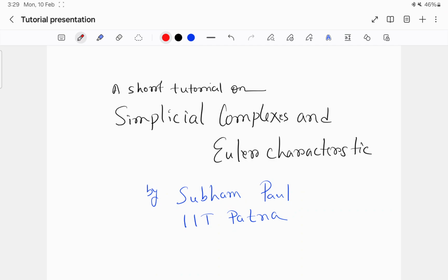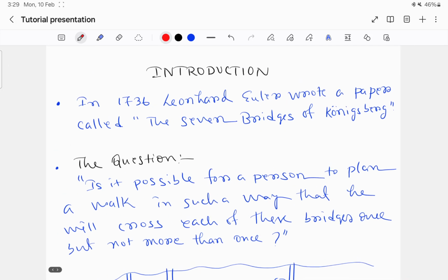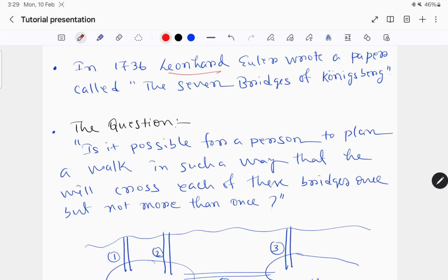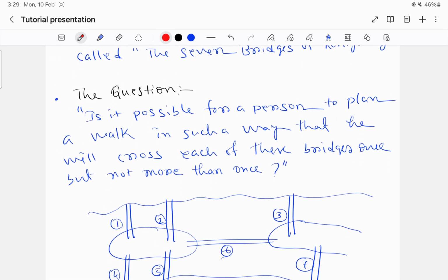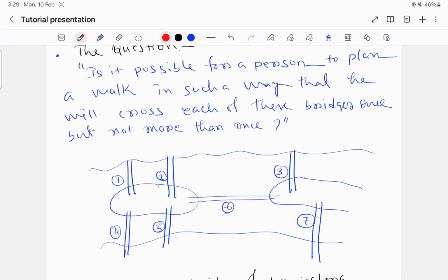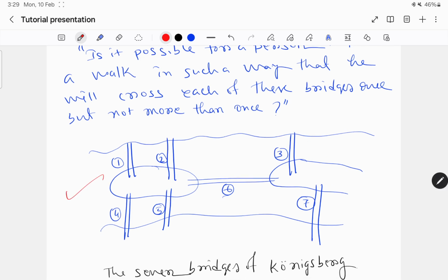This is a short tutorial on simplicial complexes and Euler characteristic. In 1736, Leonhard Euler wrote a paper called The Seven Bridges of Königsberg. In that paper, he dealt with the question: is it possible for a person to plan a walk in such a way that he will cross each of these bridges once but not more than once? So this is the pictorial representation of those seven bridges.